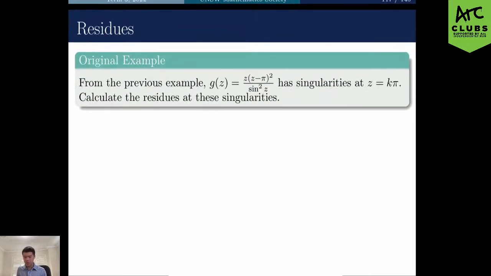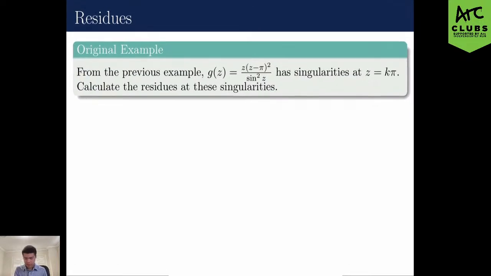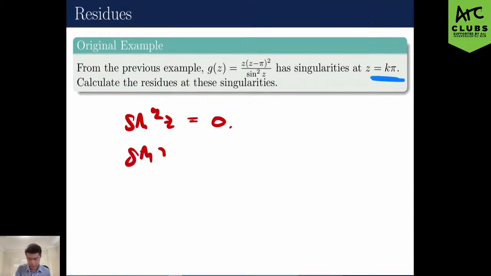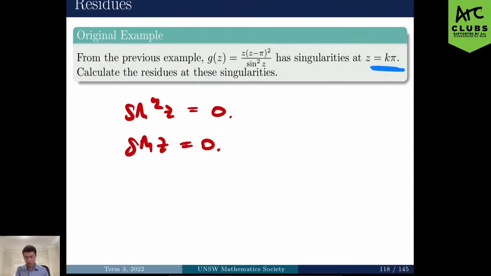Okay, so this is an example where you can calculate residues. Looking at the singularities, well, first of all, how would you calculate the singularities? We have singularities where sine squared z is equal to 0, and that's where sine z is equal to 0. And that's where, if you recall, z is equal to k pi for k an integer.